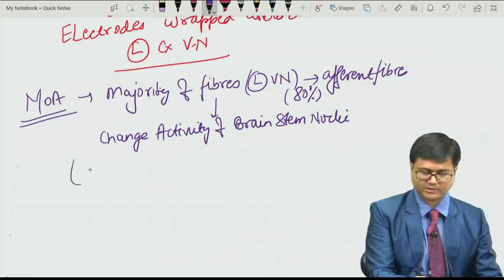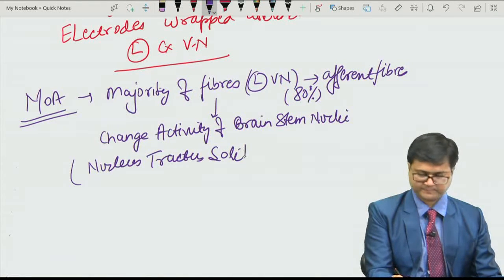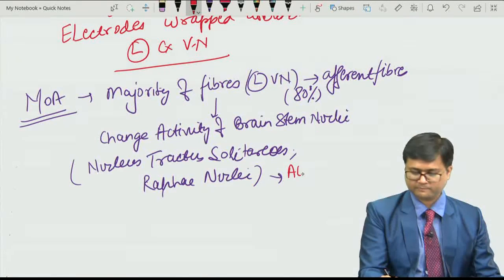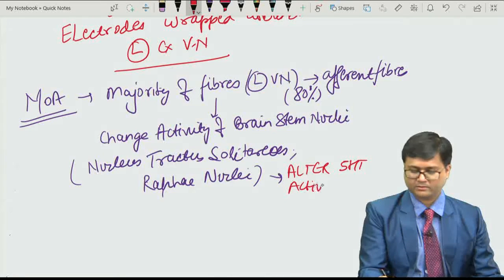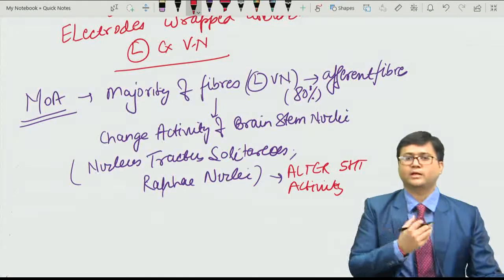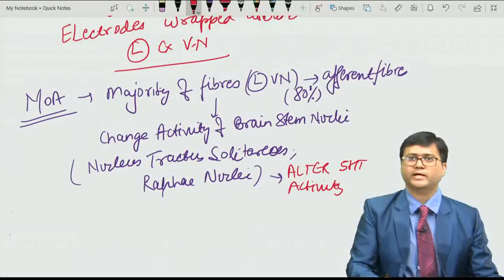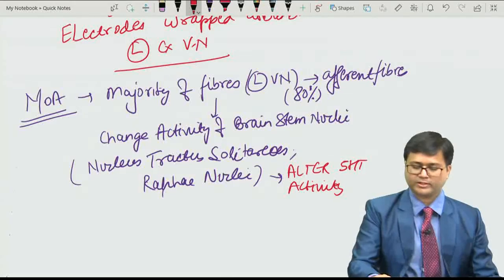like the nucleus tractus solitarius, the Raphe nuclei, and subsequently these alter the serotonin activity. So important that the left vagus nerve is stimulated, which carries the afferent fibers, and subsequently these stimulate and alter the serotonin level, which we know is altered in depression.